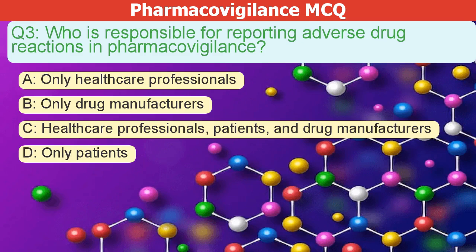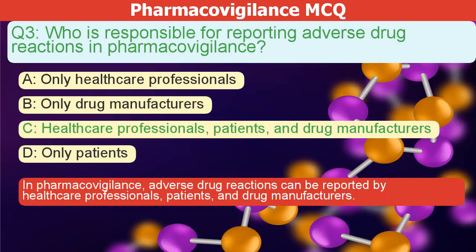Who is responsible for reporting adverse drug reactions in pharmacovigilance? A. Only healthcare professionals. B. Only drug manufacturers. C. Healthcare professionals, patients, and drug manufacturers. D. Only patients. The correct answer is C.